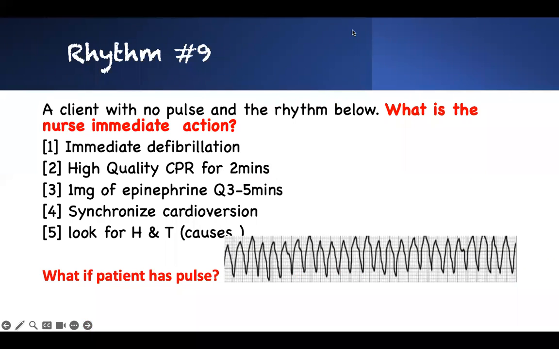Number nine, what is the next immediate action? What would you do? A client with no pulse, and the rhythm below. Look at it. You go through your mental checklist, don't jump the gun. You ask yourself, do I see an RR interval? Yeah, there is the RR here.